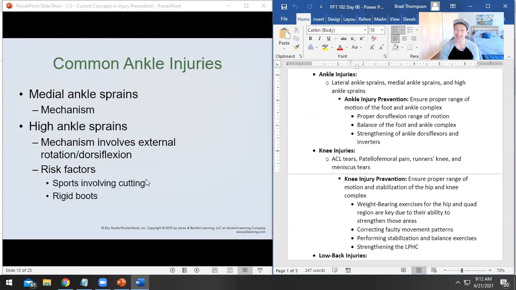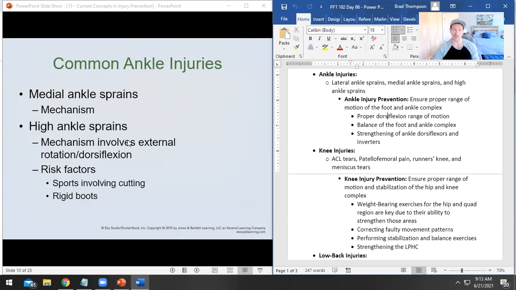Medial ankle sprains, very much less common. The mechanism for that is excessive eversion, which, because so many people already have excessive eversion, they would need to have a supinated posture pretty regularly, which we just don't see very often. We don't see too many people with too much supination, but they're the people who are at risk of this.